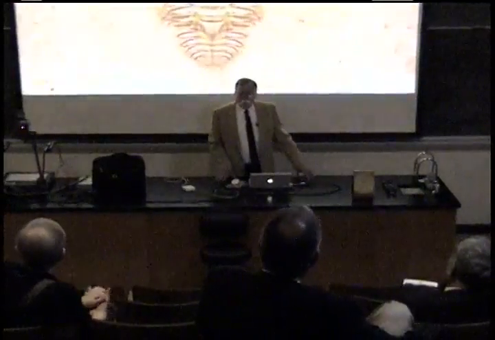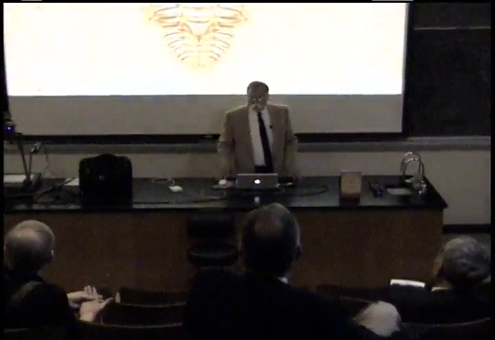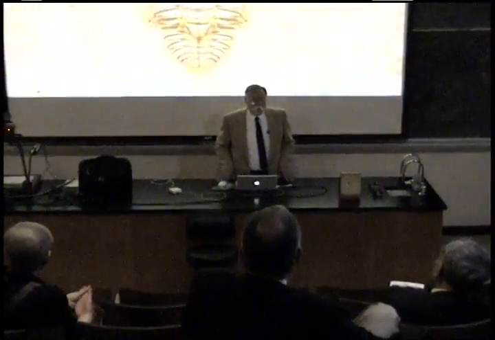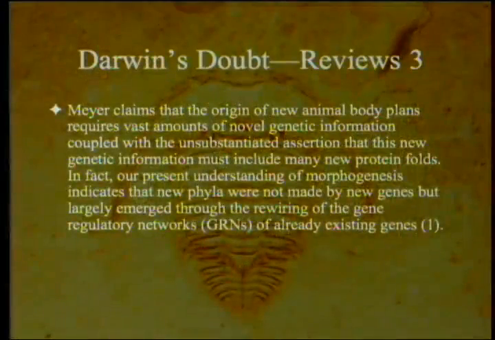Yeah, that's right. It sounds like Marshall is claiming to know more about phylogenetics than Meyer. And perhaps so, but it'd be nice to actually demonstrate that rather than just make the claim. And then the other part is that Meyer claims that the origin of new animal body plans requires vast amounts of novel genetic information, and we'll skip over the unsubstantiated assertion.